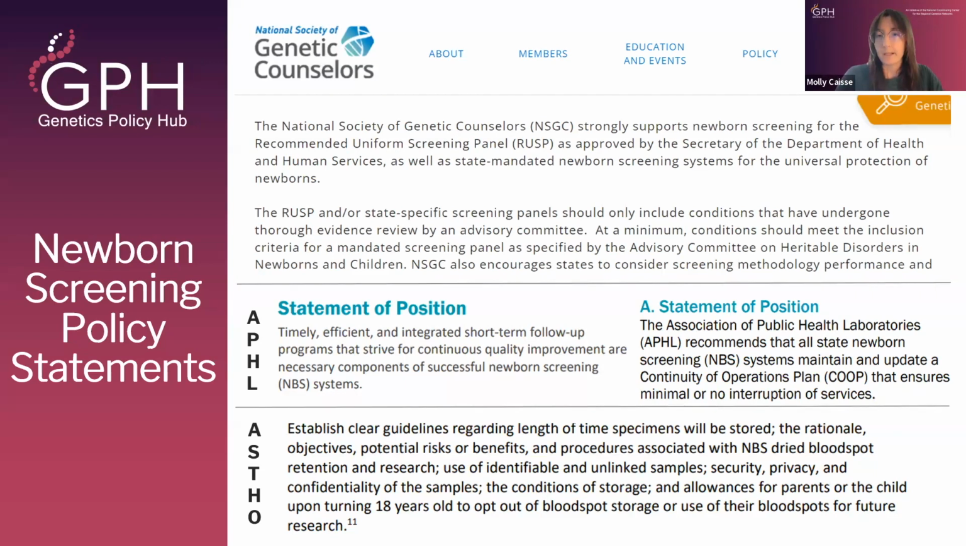The second statement here in the middle, from the Association of Public Health Laboratories, states their belief in the importance of short-term follow-up programs and continuity of operations plans in cases of emergency. And the third statement, from the Association of State and Territorial Health Officials, is in regards to sample storage and retention. So overall, we can see these policy statements are focusing on policy related to which disorders organizations think should be included for newborn screening, subsequent follow-up for newborn screening, emergency planning, and the storage of newborn screening samples.